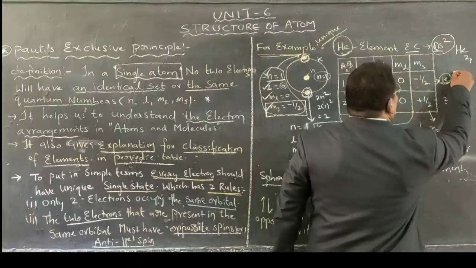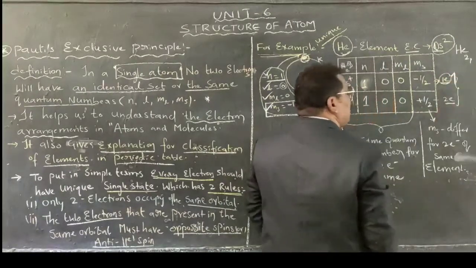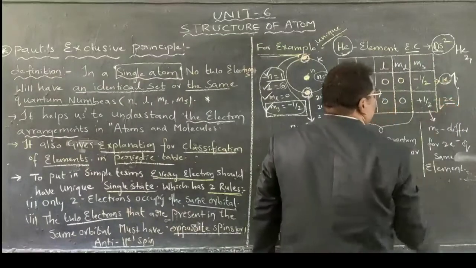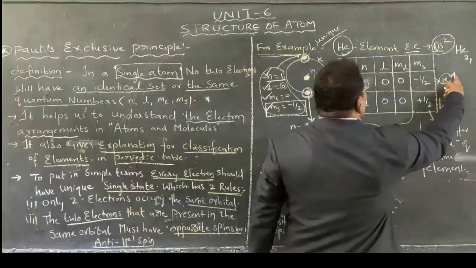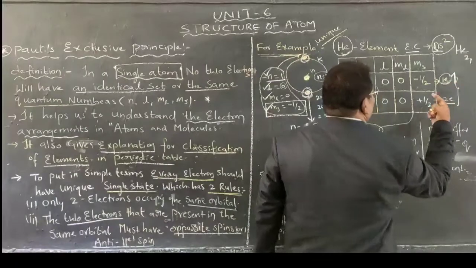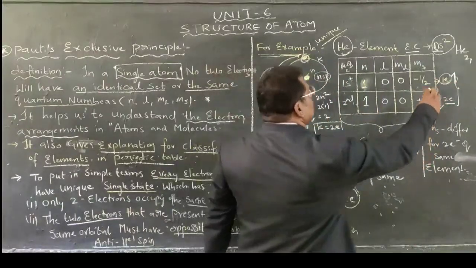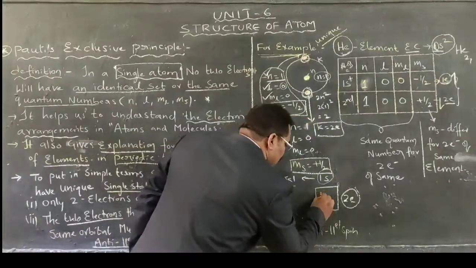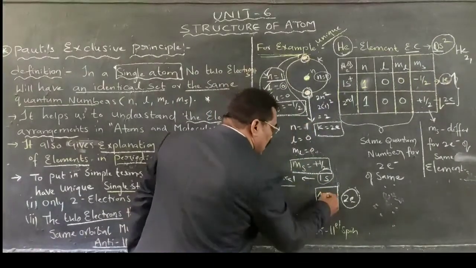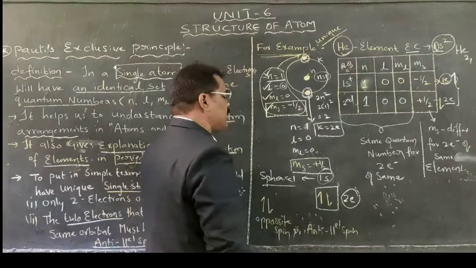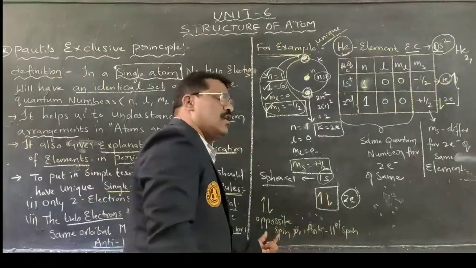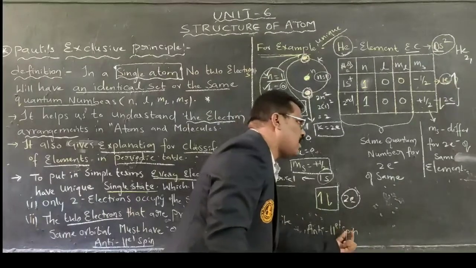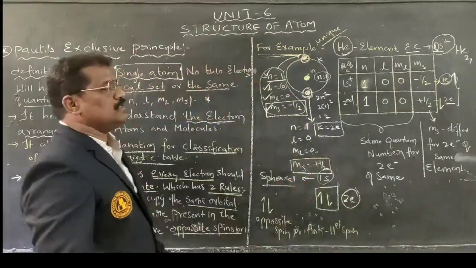If I consider minus half as upward spin and plus half as downward spin, then are opposite spins existing for these two electrons? These two electrons exist in the same orbital. Therefore, one electron is in upward spin and the other electron is in downward spin. Together, we can call them opposite spin or anti-parallel spin electrons.